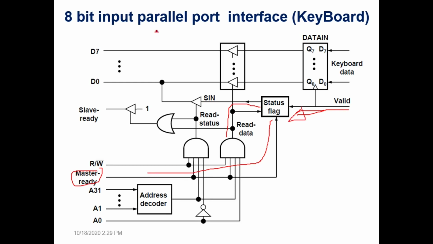So based on these 3 inputs, status flag derives the SIN and, whenever required, gives it to the tri-state buffer. So how SIN is produced, how status flag decides whether data is ready or data is not ready in the input interface, all these things, how status flag is derived using the read status signal, the master ready signal and the valid signal, that is discussed in the next slide.